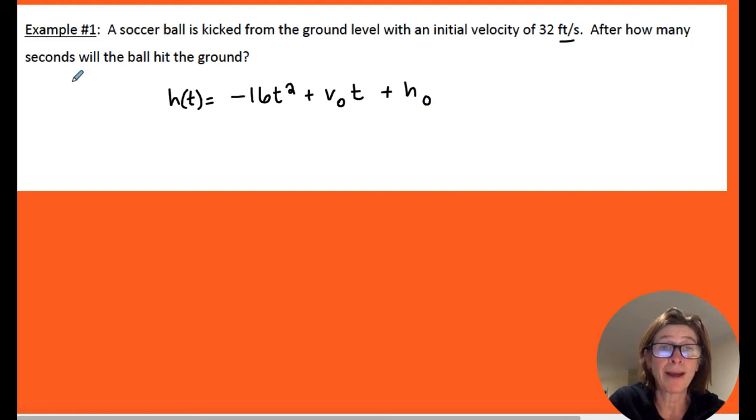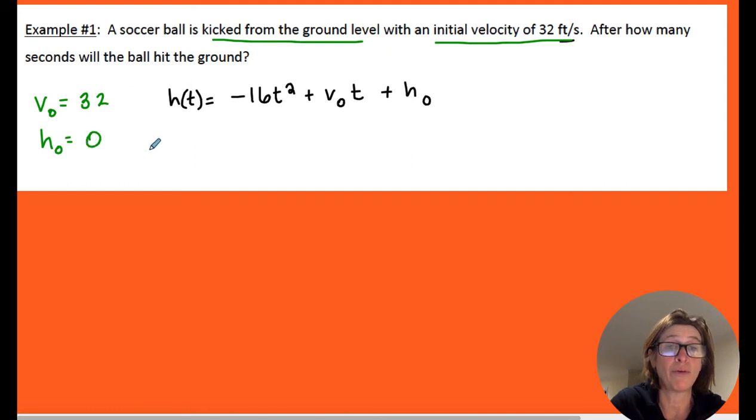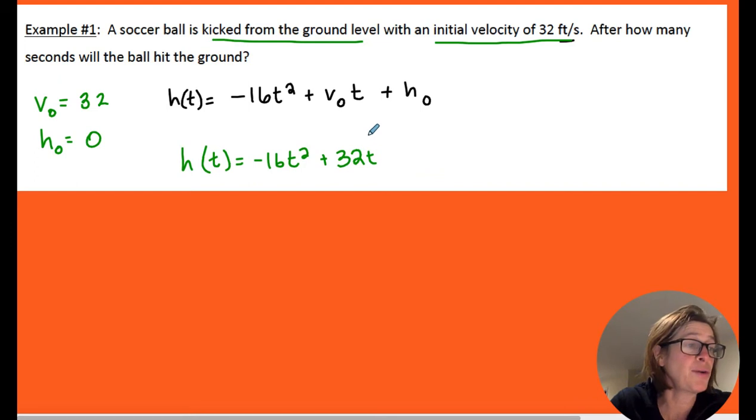All right, so what are my unknowns? My unknowns are going to be v sub 0 and h sub 0. So I need to find those two things from the word problem. Its initial velocity is 32 feet a second, so that's 32. And my initial height, well, it says it's kicked from ground level, so my initial height is 0. So my equation would be h of t equals negative 16 t squared plus 32t. So I don't have to put in anything for 0.